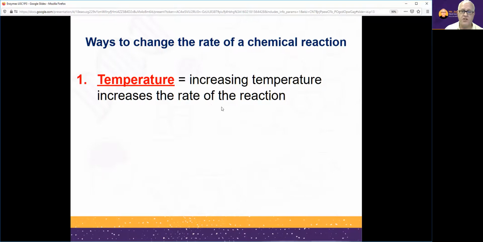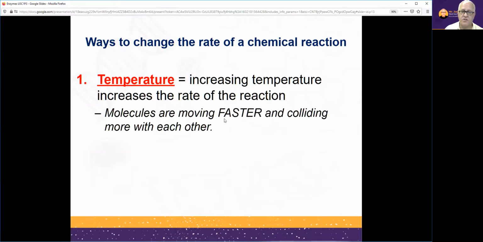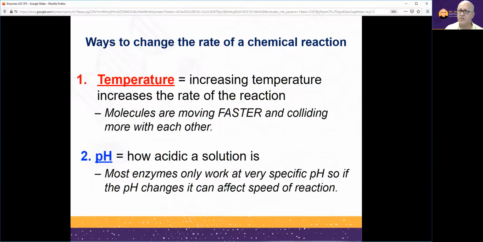Increasing the temperature increases the rate of the reaction. Molecules are moving faster and colliding more with each other, and that makes that reaction occur much quicker. If the pH is changed, that will affect the chemical reaction, how acidic a solution is. Most enzymes only work at a very specific pH, so if the pH changes, it can affect the speed of that reaction. It can either increase or decrease.